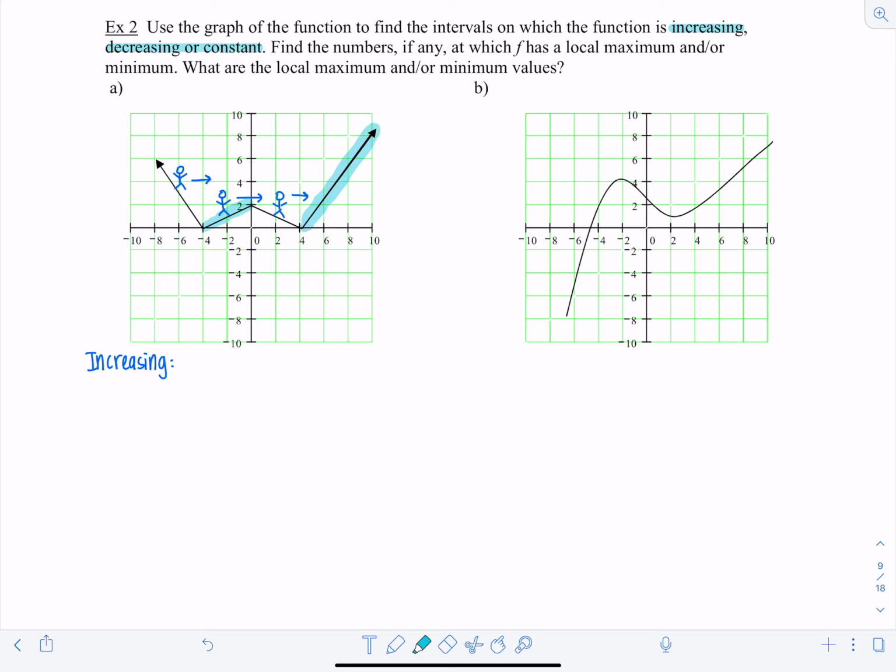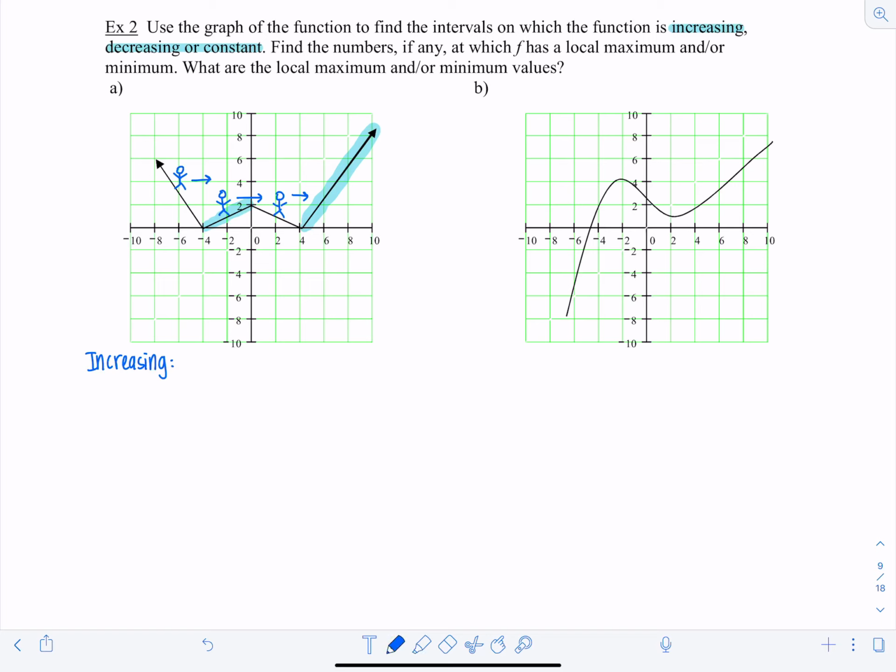So when you give intervals of increase, decrease, or constant, you give them in terms of x values. Increase already describes what the y value is doing. Increase means it's going up, okay? So don't include any y values in these intervals. You're just giving them in terms of x coordinates, right? These intervals represent x values, where in terms of x the function starts increasing.